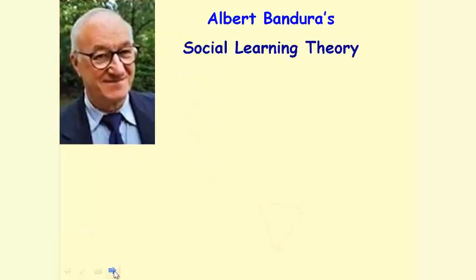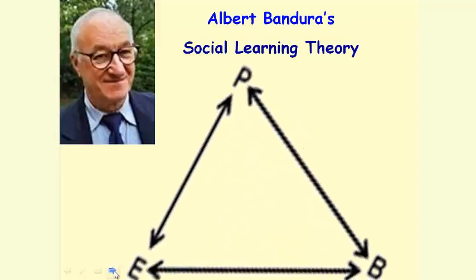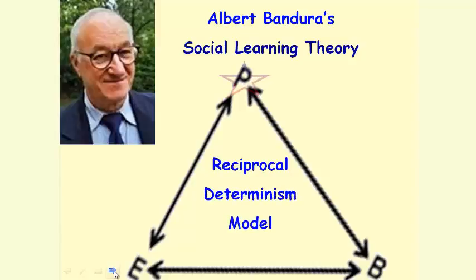The last learning theory we study is Albert Bandura's social learning theory. This theory improves upon operant and classical conditioning because this theory brings the person, their thoughts and feelings back into the equation. This diagram is called reciprocal determinism, with each component affecting every other component. P equals person, indicating cognitive factors such as knowledge of self and others.